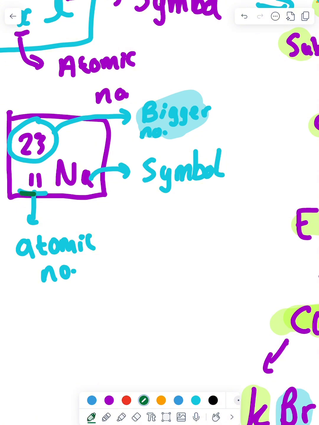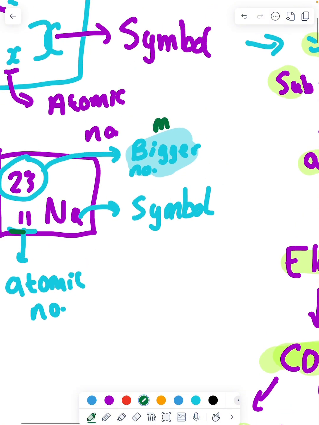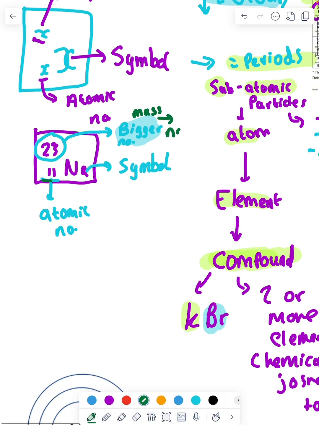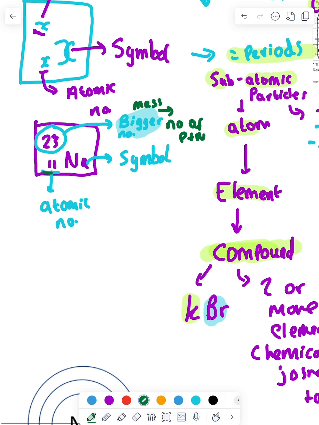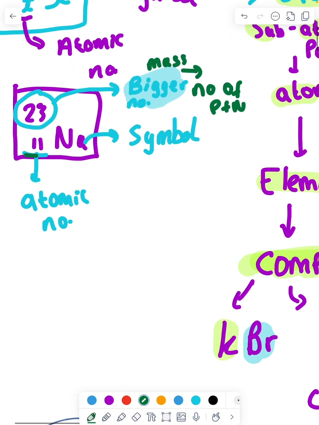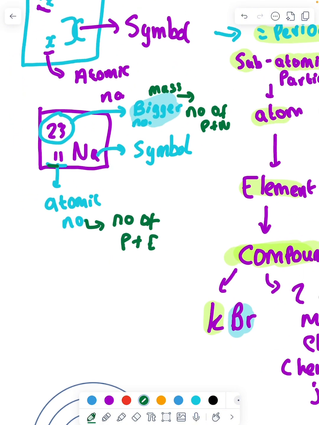Now, let's look at what the mass number actually tells us. The mass number, the bigger one, tells us the number of protons and neutrons in this element. That's why that's there, right? The mass number tells us the protons and neutrons. The atomic number lets us know the number of protons and electrons. Obviously, in your exam, you'd write the full words out here, right? I've just kind of shortened it here.